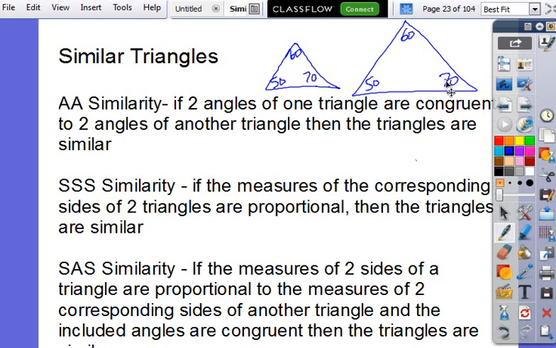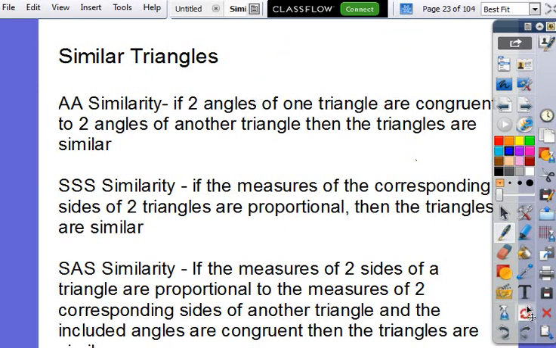So if I have two angles the same, what do I actually have? If I have two the same, I really have all three the same. Yes, because they've got to add up to 180. So if you have two angles, that satisfies the rule, but you've got three actually.